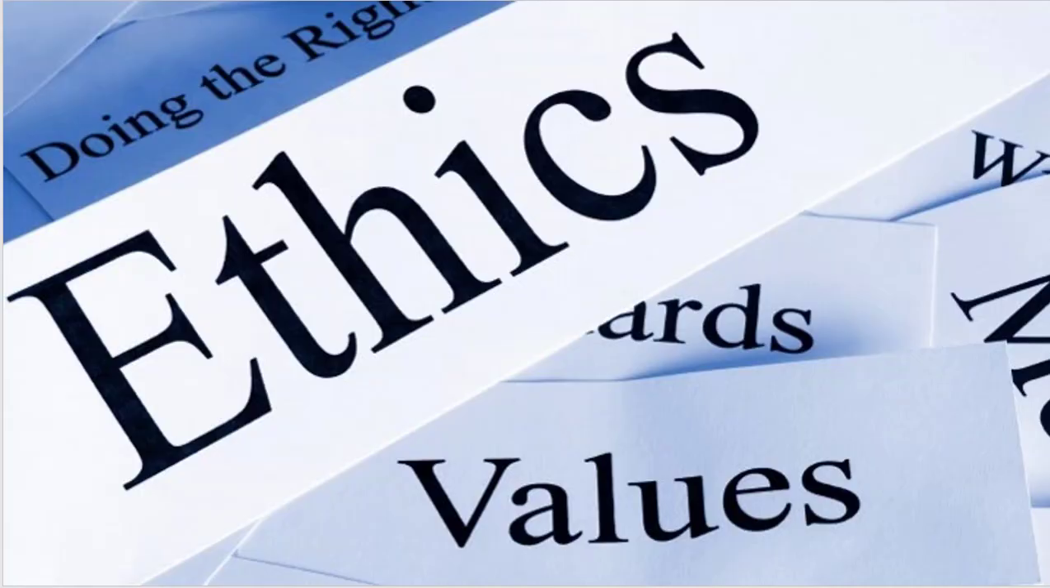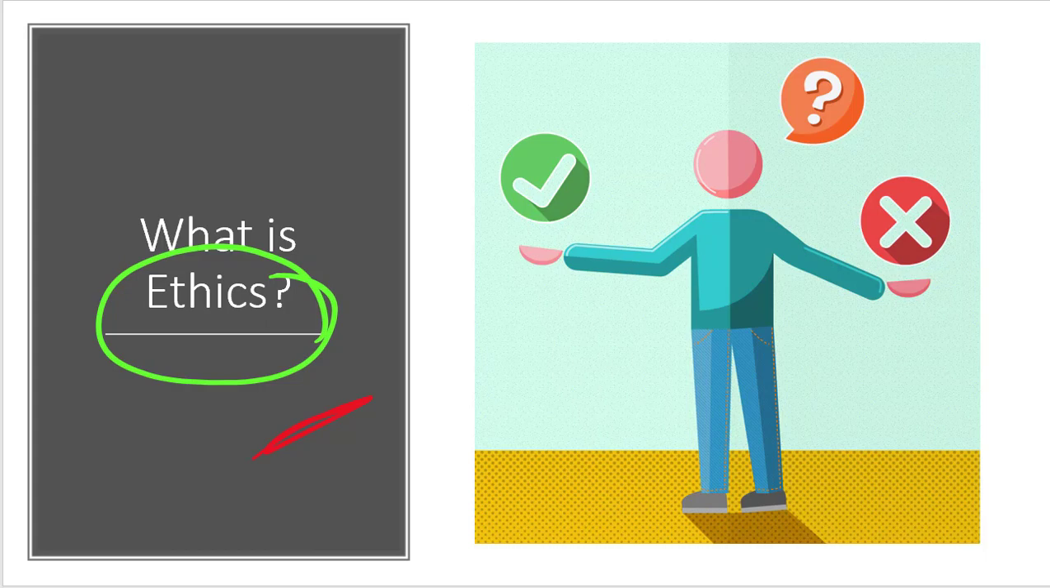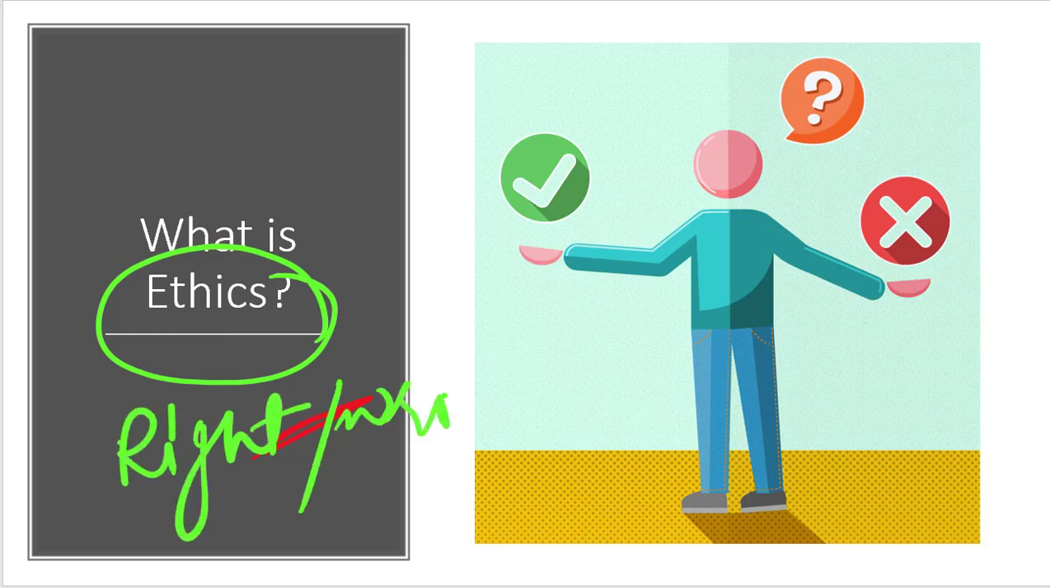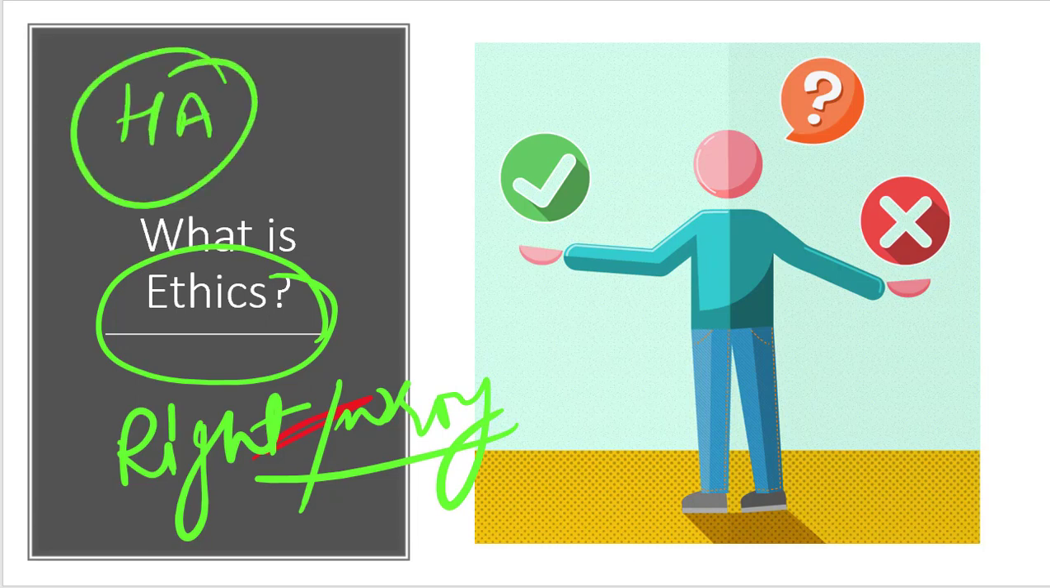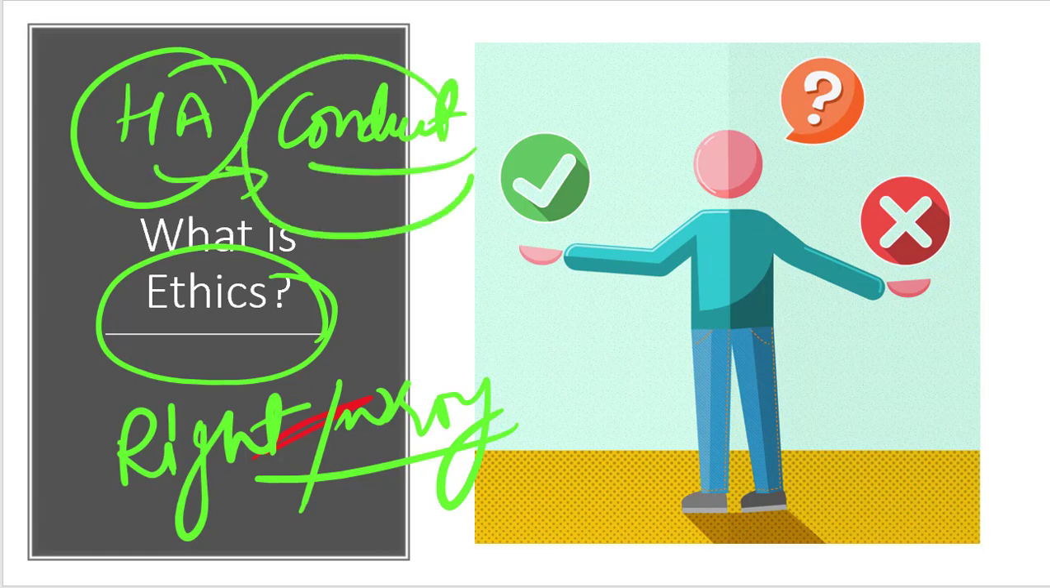So we are starting the ethics series and we are going to cover the entire syllabus of civil service paper number 4. What is ethics? If we go into the definition, then it is the study of what is right or what is wrong in human action. So when there is a human action or a conduct and you study the rightness or wrongness of that conduct, then you are talking about ethics.